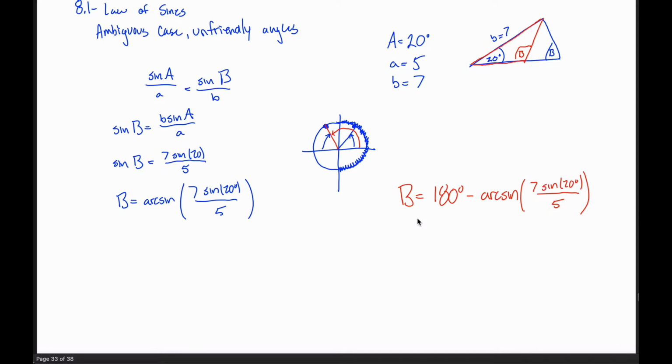You're like, wow, this is getting a little bit crazy. Yeah, we're only getting started. Here are our two possible angles for B. But that's not even the end of the problem, right? Then we'll have capital A and capital B. We'll still need to figure out capital C and then little c.